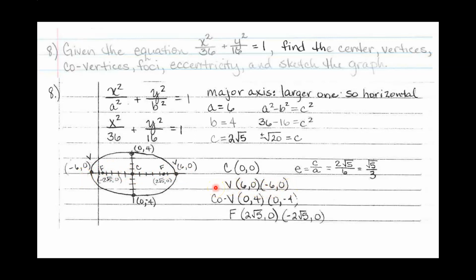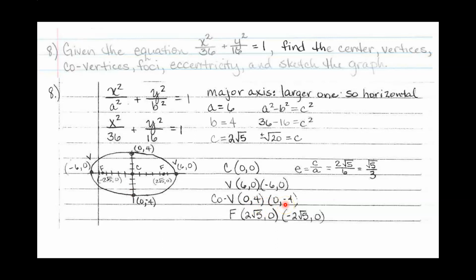All right. The distance from the center to the end of the minor axis is my b value. B was 4, so if I start right here and I go up 4 and I go down 4, those will be the endpoints of my minor axis, or my co-vertices. So my co-vertices would be 0, 4, and 0, negative 4.